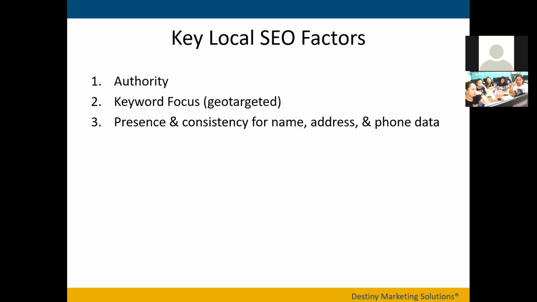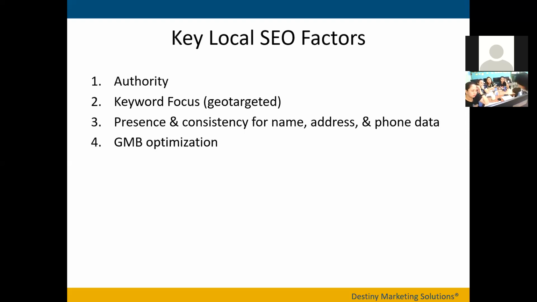Presence and consistency for name, address, and phone data. You want to make sure that your business name, address, phone number, and even in some cases your website URL and zip code are the same across the web. You don't want one phone number on your website and a different phone number on your Facebook page. That's confusing, right? If a customer comes to your Facebook page and it's the wrong number, they're going to be a little irritated. They might just find another business to work with. So we want to make sure that's consistent across the board.